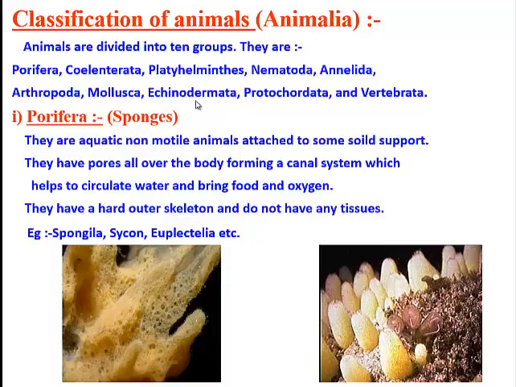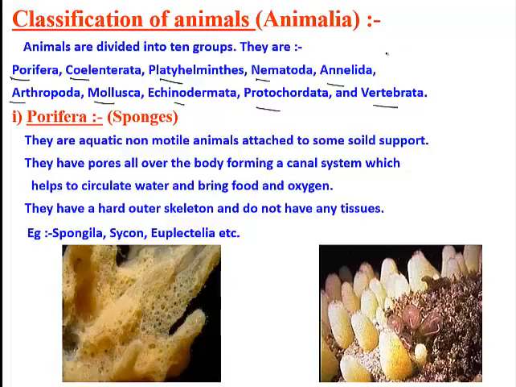Animalia. We know that animals are classified into two major groups. These groups are based on the presence of vertebrae or not. So we have classified them into two groups. The first group is called non-chordata, where the notochord is completely absent. You can see here: Porifera, Coelenterata, Platyhelminthes, Nematoda, Annelida, Arthropoda, Mollusca, Echinodermata, Protochordata, and Vertebrata.